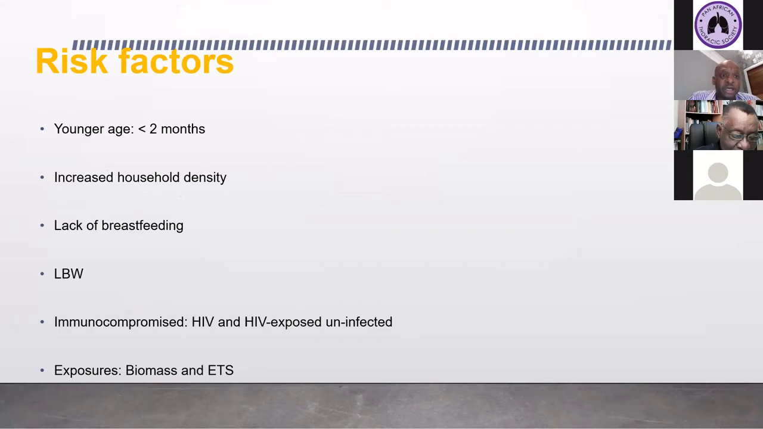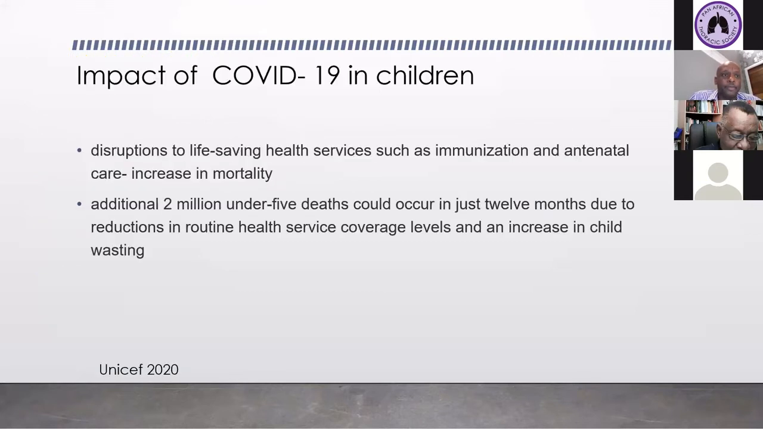So risk factors are kids less than 2 months of age, overcrowding, lack of breastfeeding, immunocompromised patients, both HIV positive and HIV exposed and uninfected. And the issues that we struggle with in Africa, which is biomass fuel, which Dr. Joseph clearly showed in his presentation, and environmental tobacco smoke. So we have pneumonia as a problem in the world, mainly in Africa.